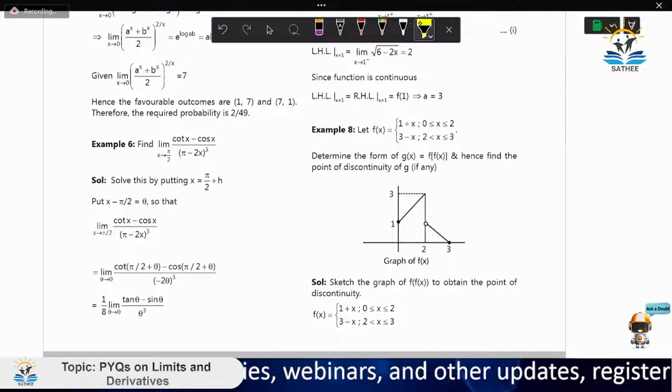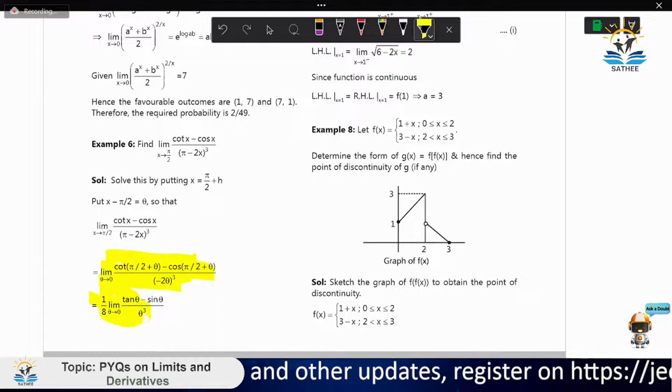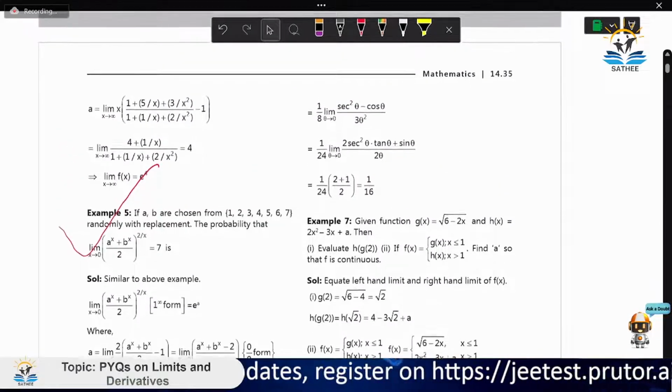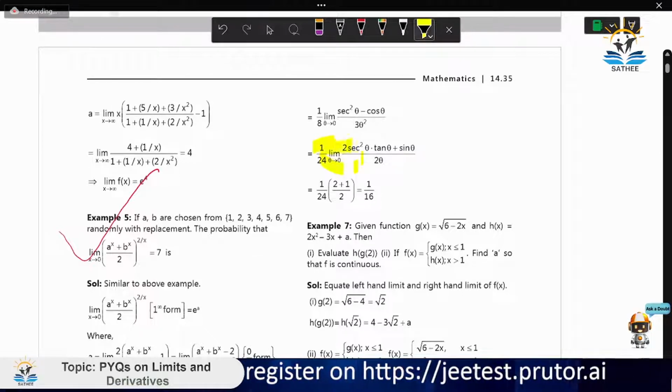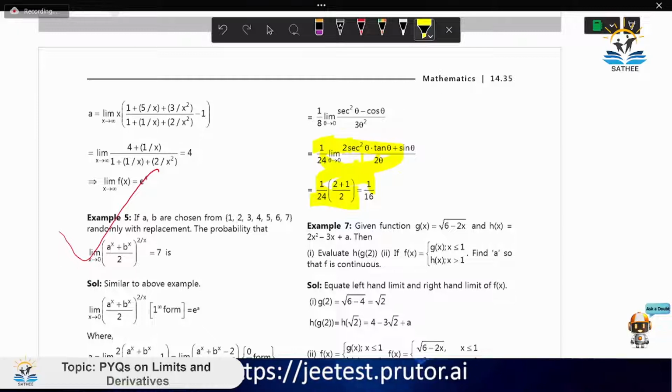Okay, we do that. And then we put it here, and this is what we get. And this is the final part. So this is very easy to solve. We can directly use L'Hopital's rule again and again and get our values. So this is what we get. So I hope you got the solution right.